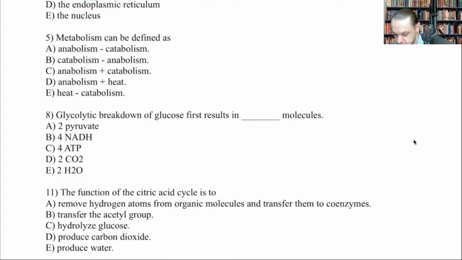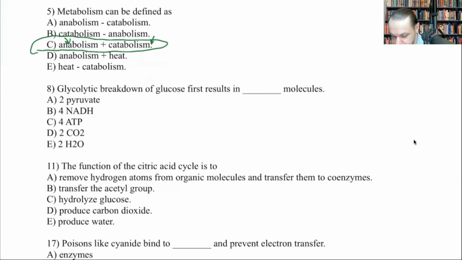Metabolism can be defined as anabolism minus catabolism. Yeah, this one is a little tricky. They say it's anabolism plus catabolism. So basically, how much you bring in and how much you use up. I could see why you would say subtracting that, but they state it as plus. I would not put a question like this on your exam, to be honest with you. But we have it here. But C is the correct choice here.